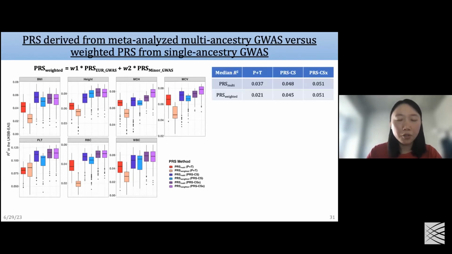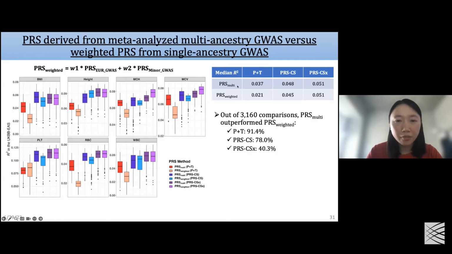And overall, for those 3 methods, when using 2 different strategies, we found out of all the comparisons for P plus T and the PRCS, using the meta-analyzed strategy actually performed better than the weighted linear combination strategy. This is not true for PRCSX. And another piece of information I want to mention is that when we are comparing those 3 methods, PRCSX performed the best compared to the other 2 methods. But there is one exception, which is BMI highlighted here.